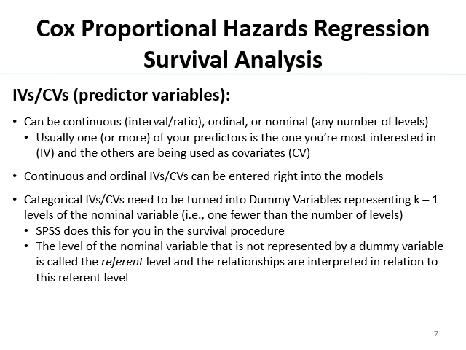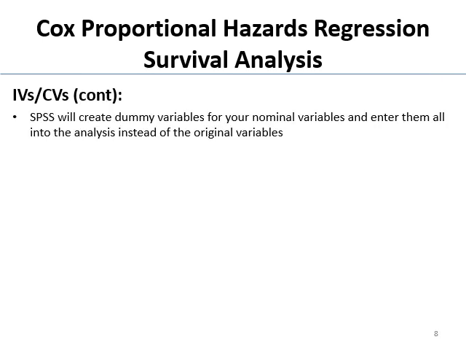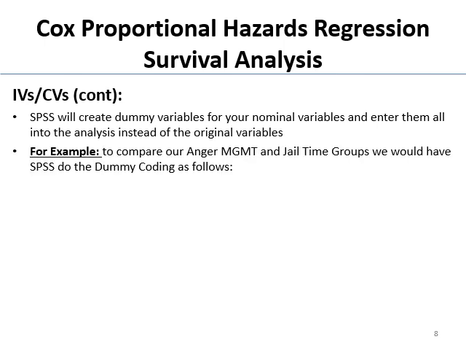So, you know, the crash rate of males relative to females, or the crash rate of blonde hair drivers relative to gray, bald, white hair drivers. So it's that relative comparison thing again. So it's basically Groundhog Day for you when it comes to the predictors, because it's the same as for logistic regression. So SPSS will create those dummy variables for you and enter them all into the analysis instead of the original variables for your nominal predictors.